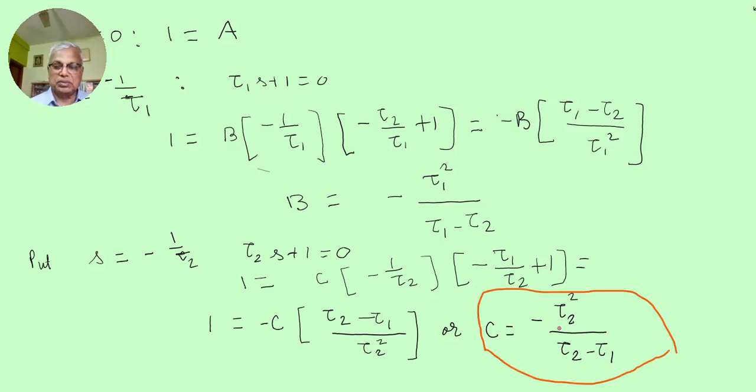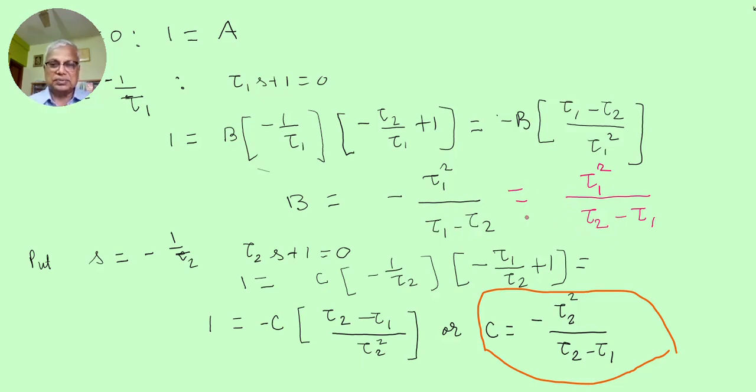So we get C equal to minus tau 2 square by tau 2 minus tau 1. Already we got B here. So B is minus tau 1 square by tau 1 minus tau 2. To make it similar to tau 2 minus tau 1, let me write B as plus tau 1 square by tau 2 minus tau 1, so that the denominator is the same for both B and C. I interchanged the minus sign here, so plus tau 1 square by tau 2 minus tau 1.